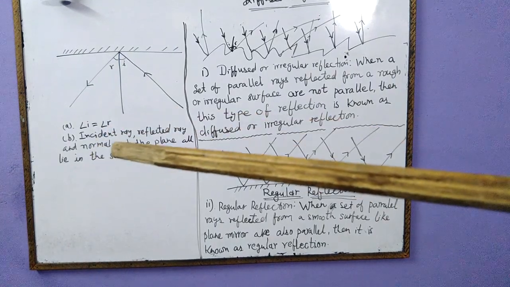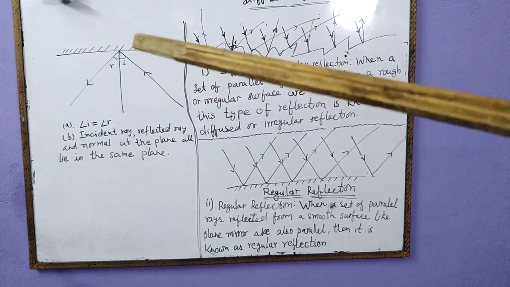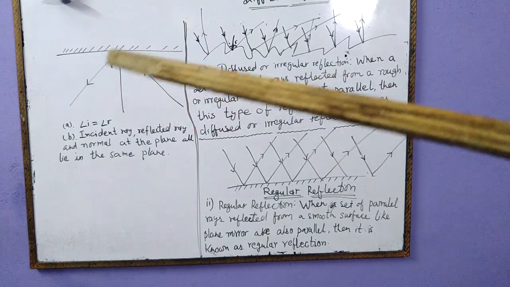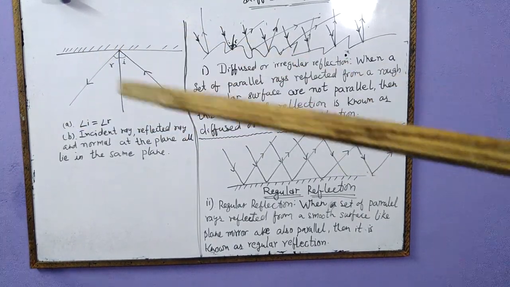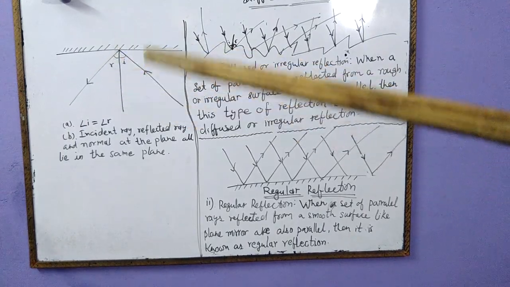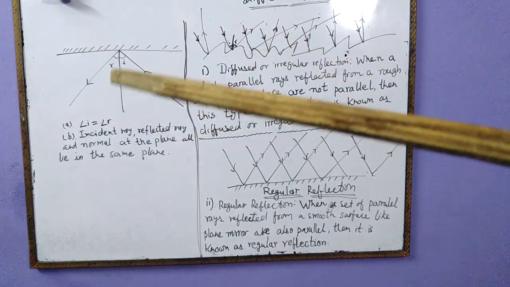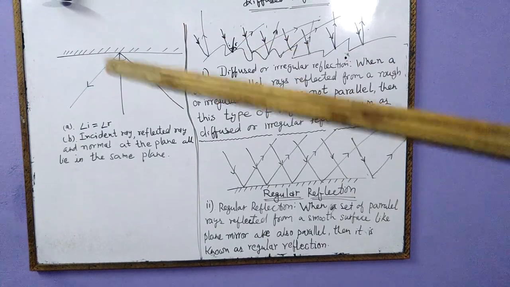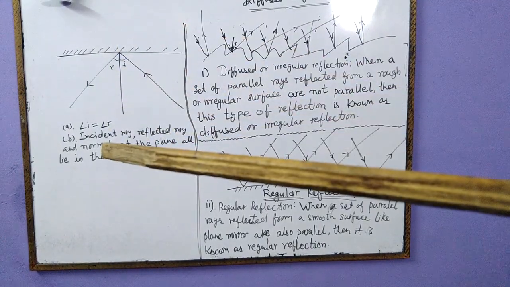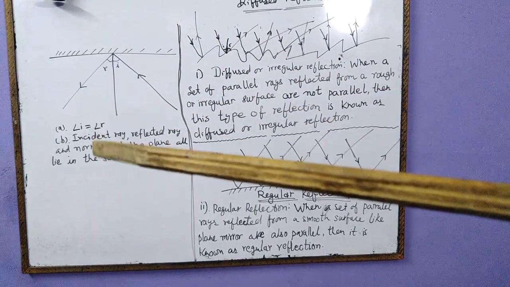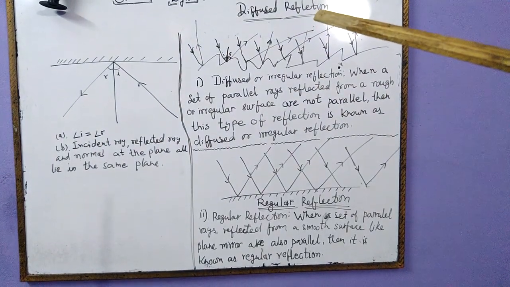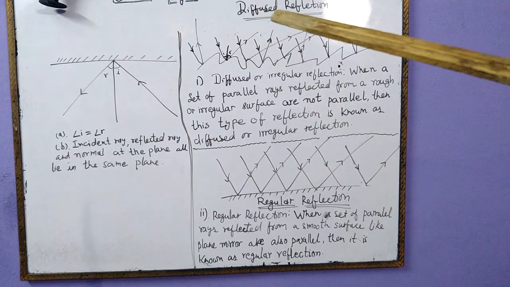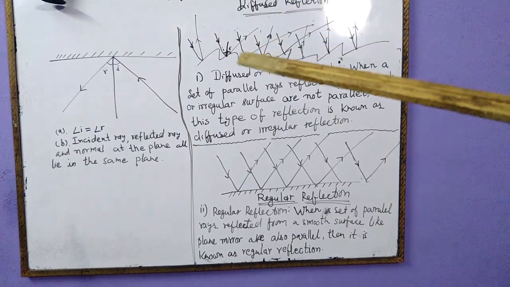Next one is the incident ray, this one, the reflected ray, this one, and the normal to that plane all lie on the same plane. This one is not lying on that plane. So now you are familiar with the laws of reflection. Now come to the main point we are going to study in this slide, and that is diffuse reflection and regular reflection.